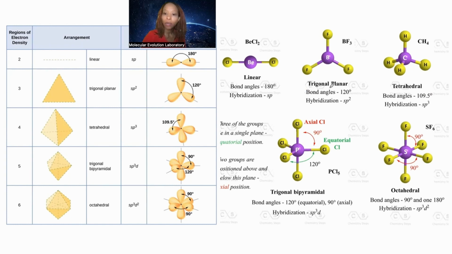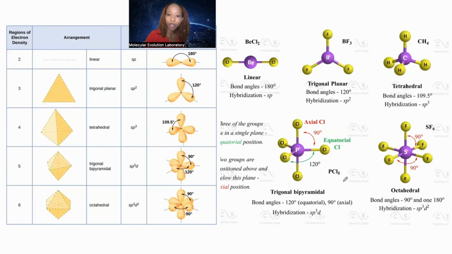The trigonal planar is where one atom is surrounded by 3 atoms. The bond angle is 120 degrees. So that would be 360 divided by 3, which gives you a bond angle of 120 degrees. The tetrahedral, for example, is methane with a bond angle of 109.5, hybridization of 1 s orbital and 3 p orbitals. A trigonal bipyramidal, this is an example.